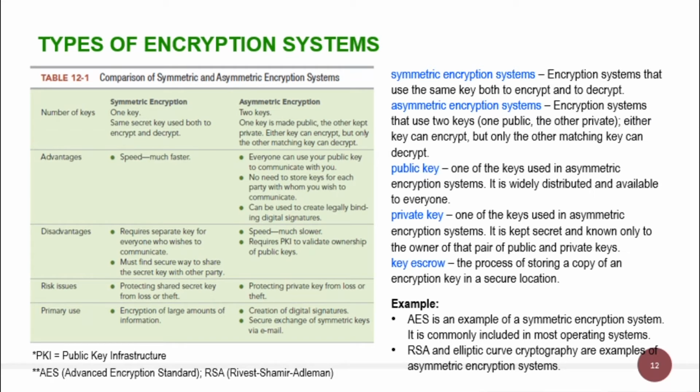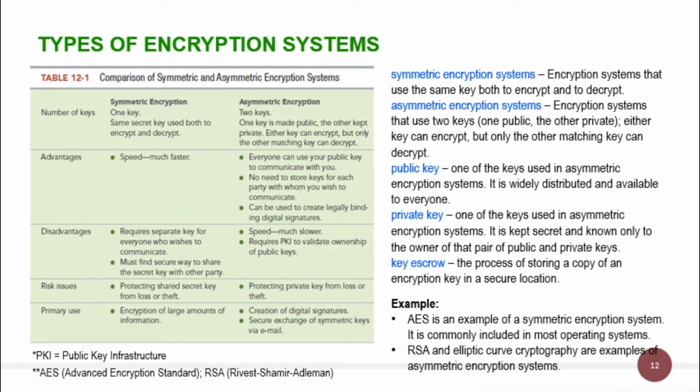Okay, what are the public key and private key? Public key is one of the keys used in an asymmetric encryption system. It is widely distributed and available to everyone. So the public key is known to everyone, while the private key is the other key used in an asymmetric encryption system. It is kept secret and known only to the owner of the pair of public and private keys.